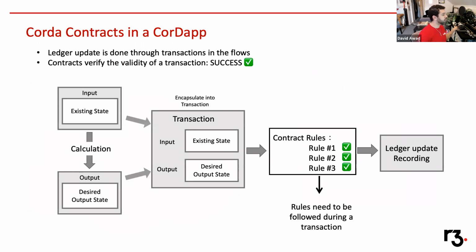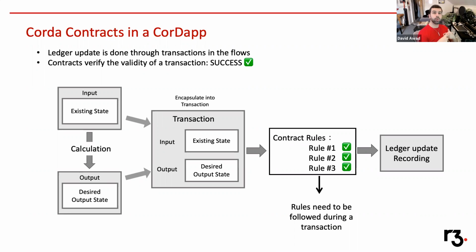So, Corda contracts and a CorDapp. We talked a little bit about contracts earlier. Contracts define what you can do with the particular objects that you have. So if I have an object like a car, how might I define a contract for it? Well, for a car, you'd want to issue a car. You also might want to sell or transfer ownership of a car, right?